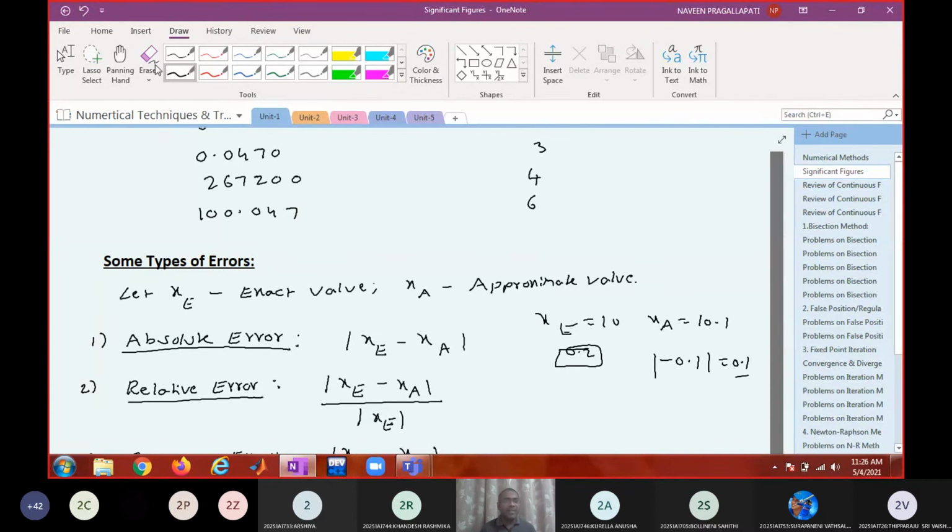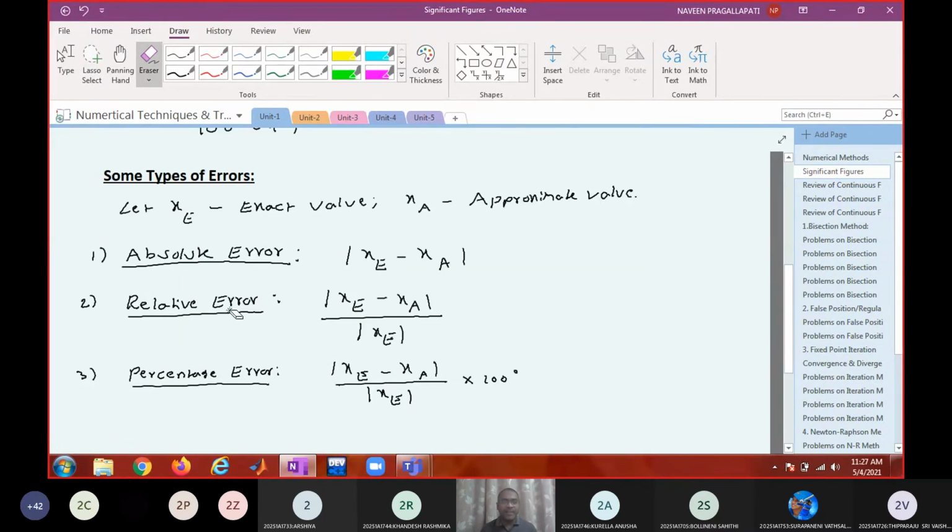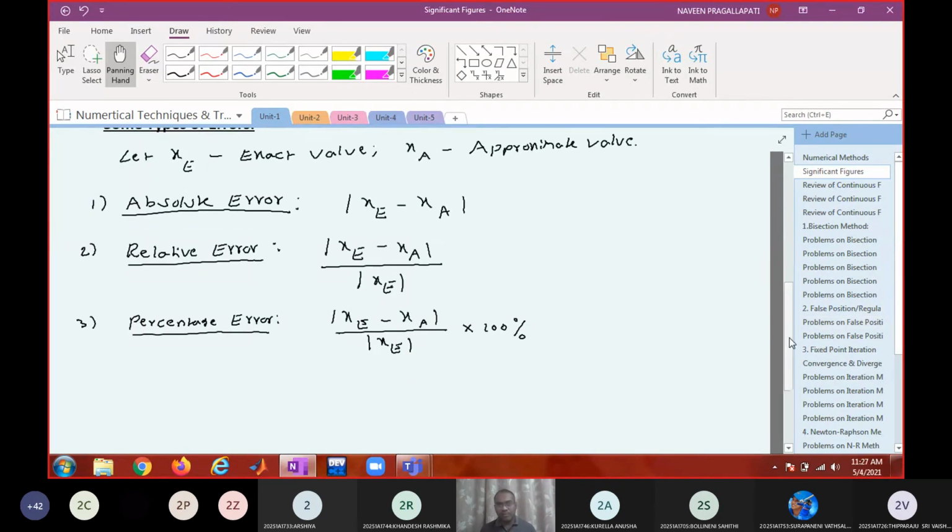And what is the relative error? Relative error is nothing but the absolute error divided by the modulus of the exact value. That is, modulus of xe minus xa divided by modulus of xe is called relative error. When you multiply this relative error by 100, that is called percentage error. Some people use percentage error to see the accuracy of the convergence of your approximations.